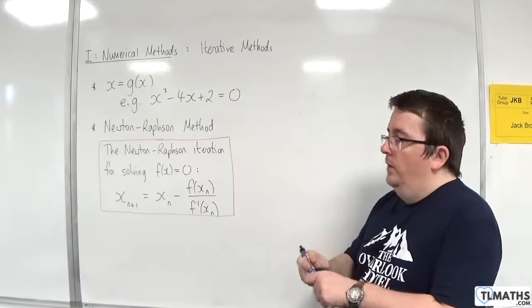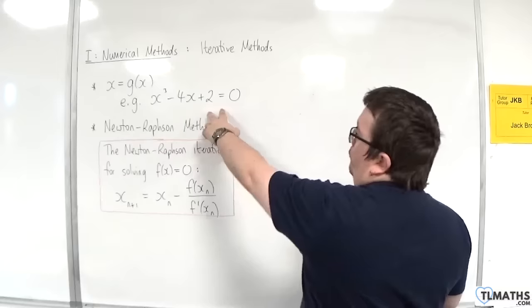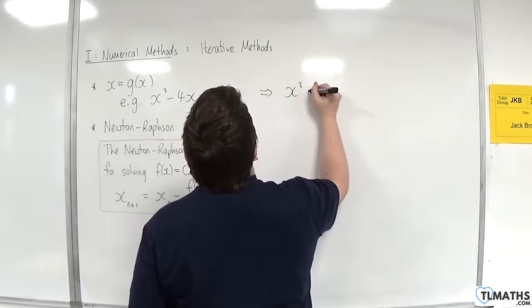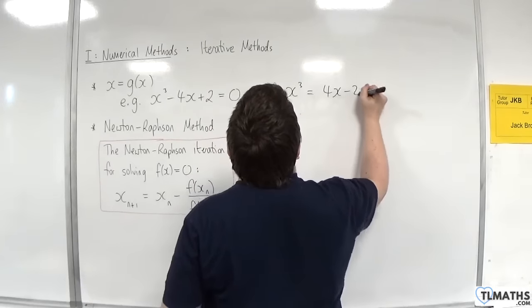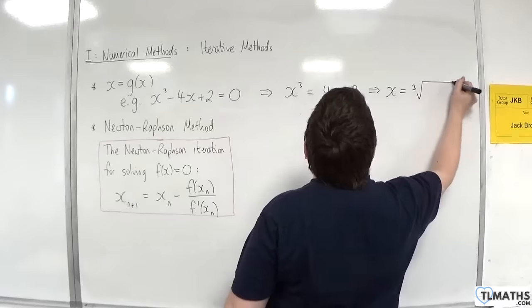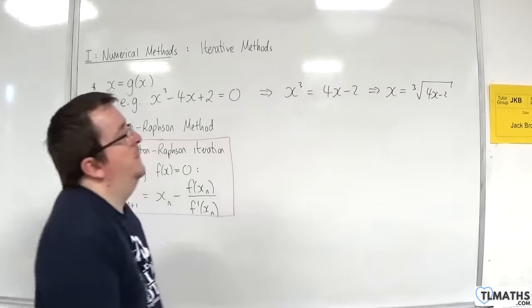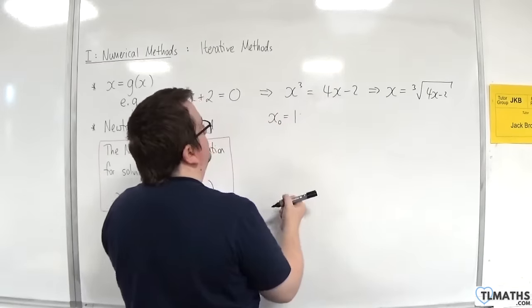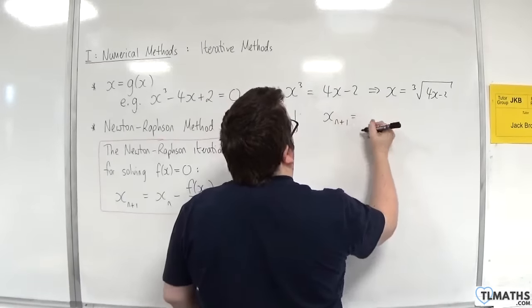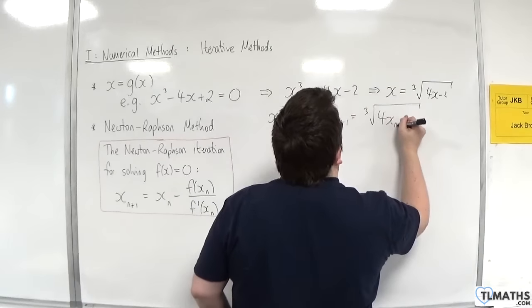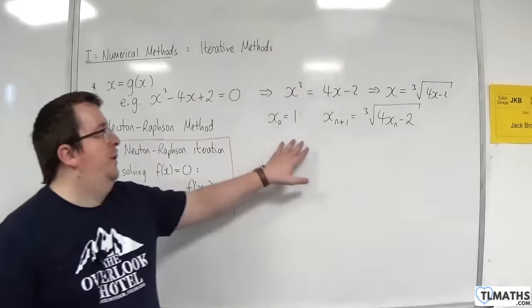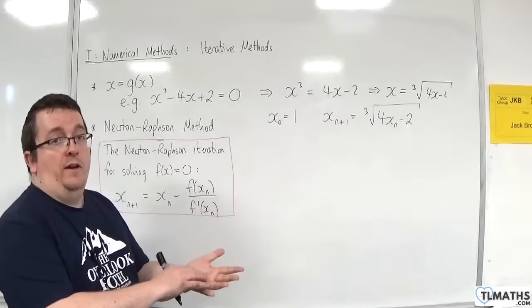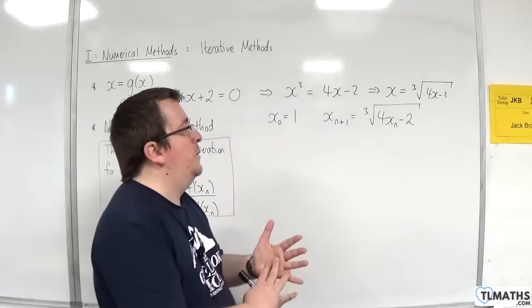Okay, so for example, we go back to x cubed take away 4x plus 2 equals 0. Maybe the question asks you to rearrange it into the form x cubed is equal to 4x take away 2, and then x is equal to the cube root of 4x take away 2. Okay, and then they want you to use x0 is equal to 1. And we write this in an iterative form, xn plus 1 is equal to the cube root of 4xn take away 2. And then we substitute in 1, we get x1. Then we substitute that in, we get x2. And then you can use your answer key on your calculator to do that quickly.